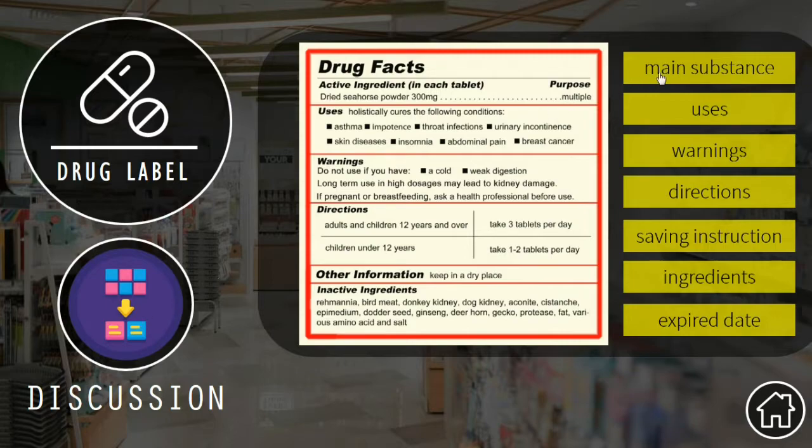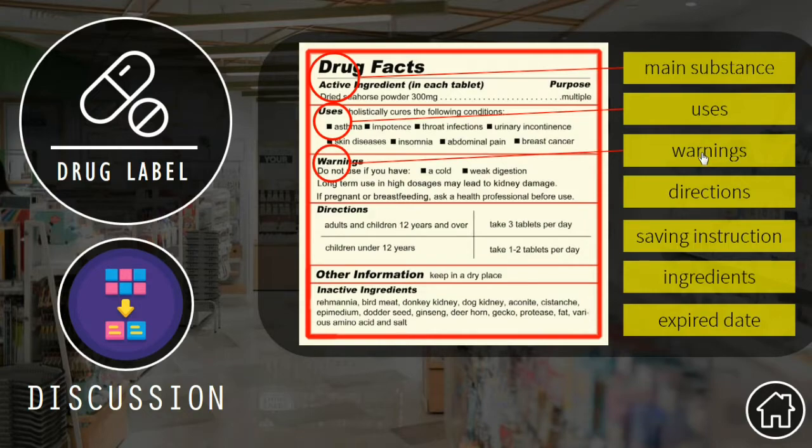Let's discuss one by one. The main substance of this drug is a bit weird, I think, the dried seahorse. Can you imagine that? However, this main substance has a bunch of uses like asthma, insomnia, skin disease, and so on. Warnings are given for those who have a cold or weak digestion.